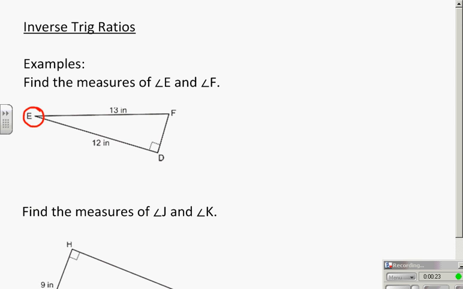Based on what I'm given, in relation to E, I'm given the hypotenuse and I'm given the side adjacent to E. So adjacent and hypotenuse, I'm talking about the cosine of E being equal to 12 over 13. Now, if I'm asking you for the trig ratios, that would be your answer. But I'm asking you this time for the angle measure.